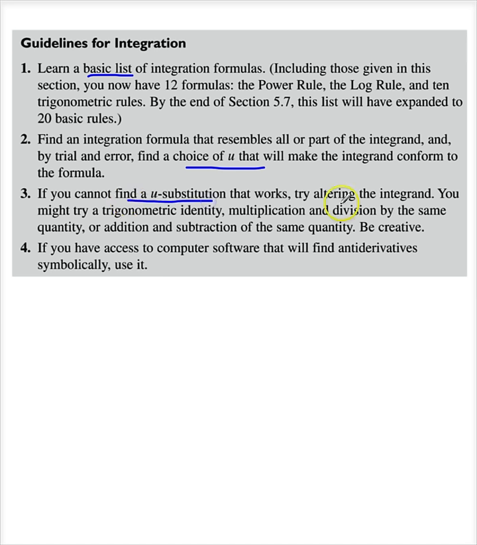If you can't find a u substitution that works, alter the integrand. You may have to use a trig identity, multiply and divide by something, add or subtract something. You just have to think. This is the point where in calculus, you have to apply everything you've learned to date. Now, if worse comes to worse, you can access computer software. Wolfram Alpha is wonderful and can solve anything for you. However, you have to be able to do this yourself.